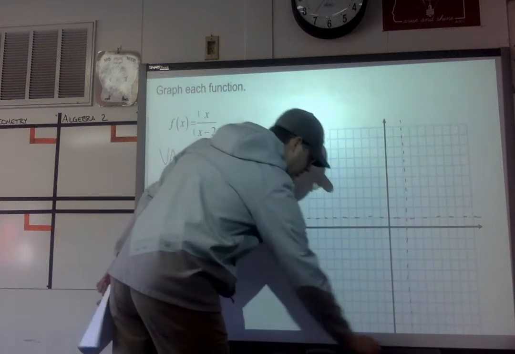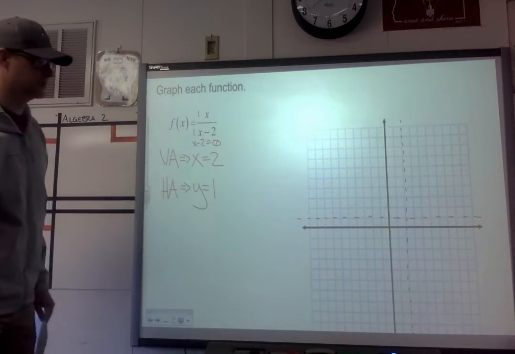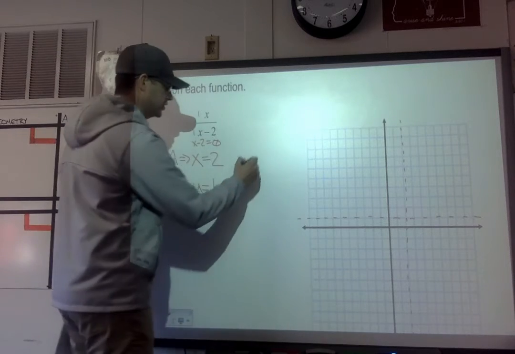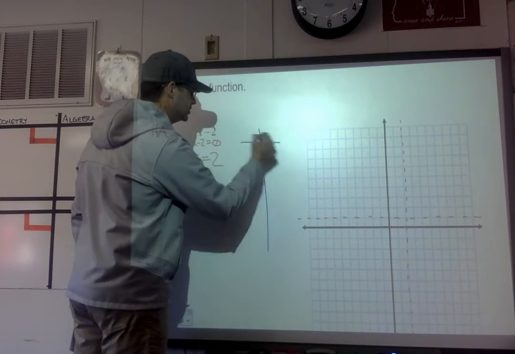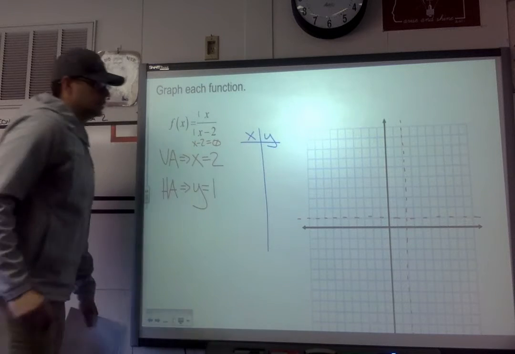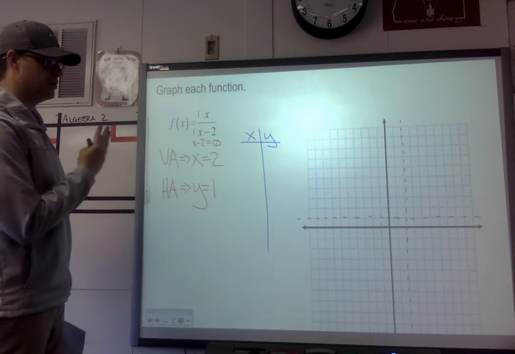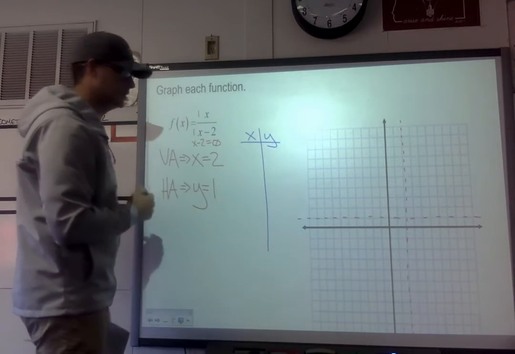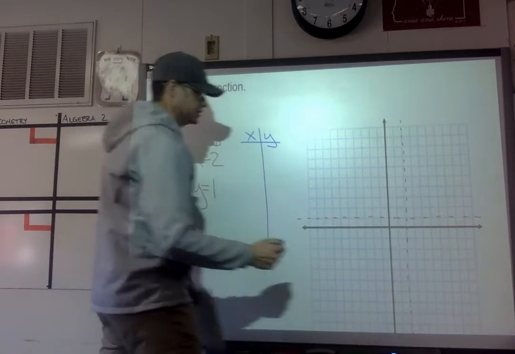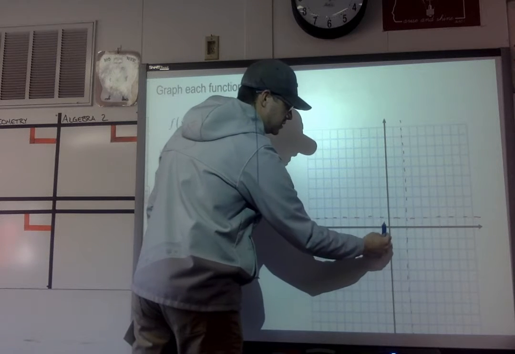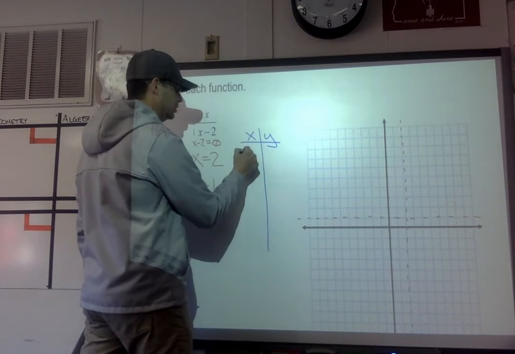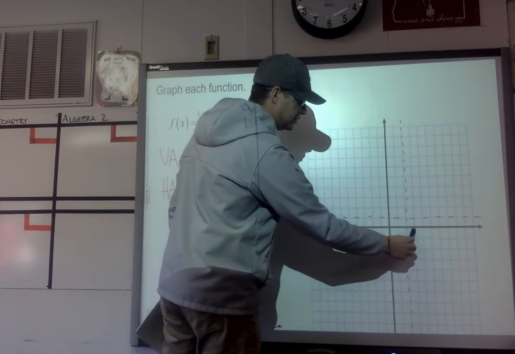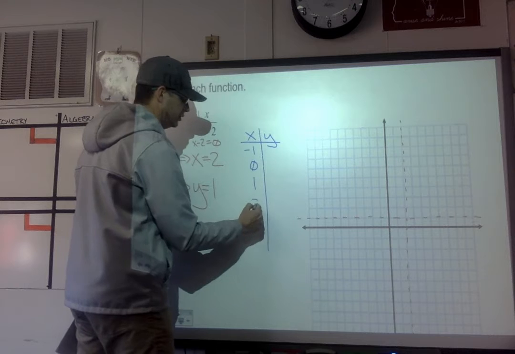So we've found our horizontal and vertical asymptotes. Now we need to graph our function. So in order to graph our function, we're going to make a table of values. And what we want to do is we want to use 3 points to the left of our vertical asymptote and 3 points to the right of our vertical asymptote. So my 3 points to the left, I'm going to use -1, 0, and 1. 3 points to the right, I will use 3, 4, and 5.